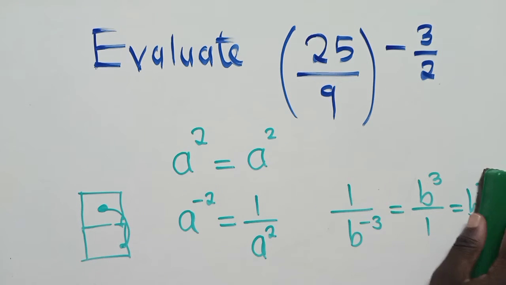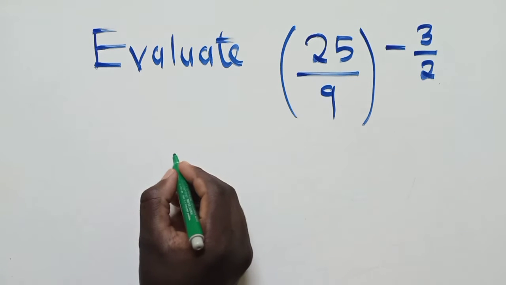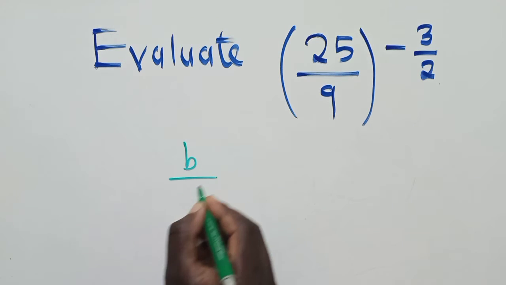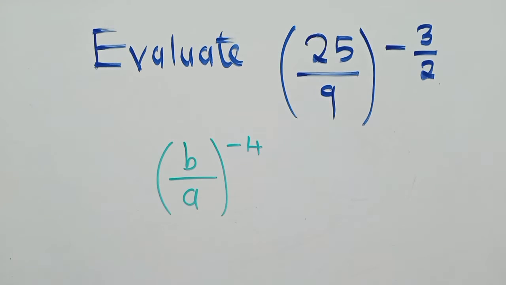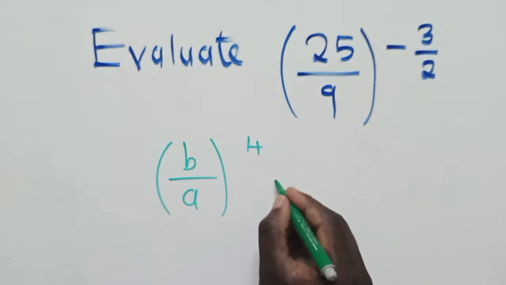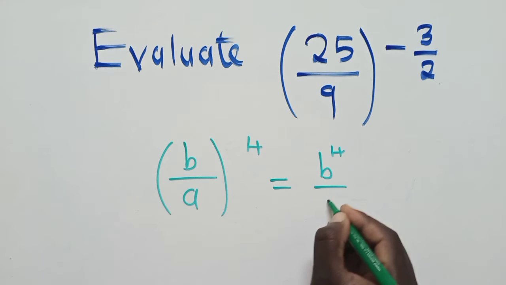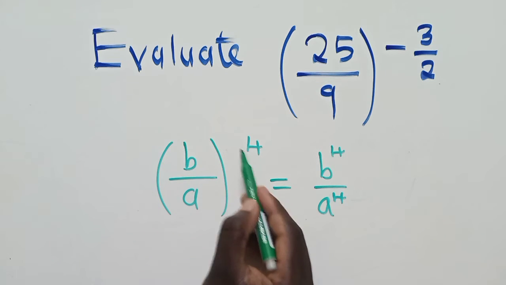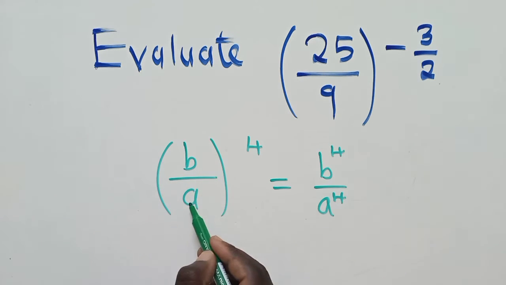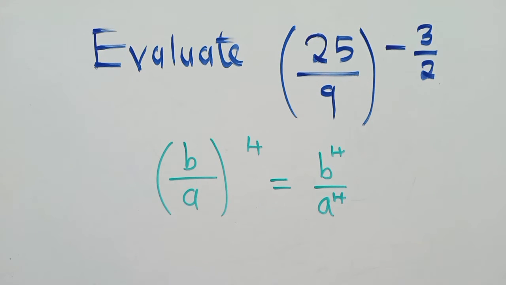So in a case where we've got a fraction, let's say we've got b over a, and the power here, let's say it's power negative 4. Let me start with positive. If the power is like this, we just maintain the same. This is how it will look, because we know that this 4 is being applied to b and a. So it will be b power 4 over a power 4, just like that.